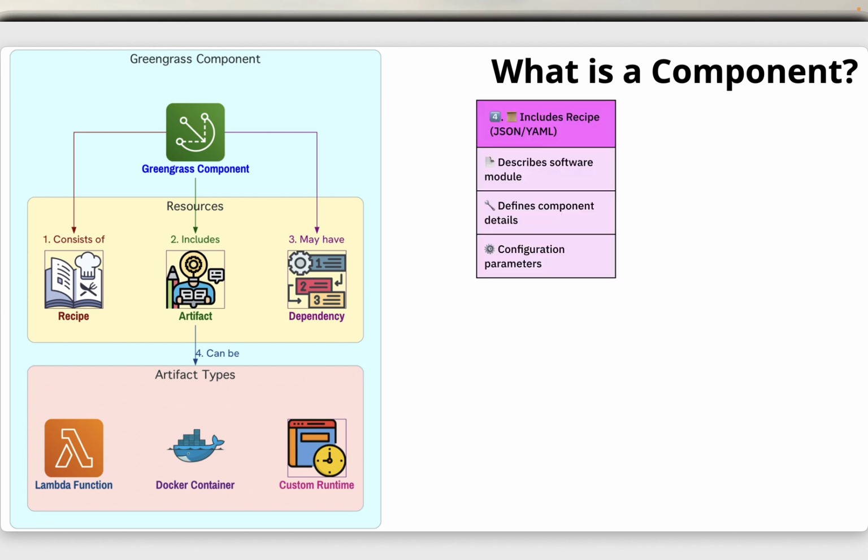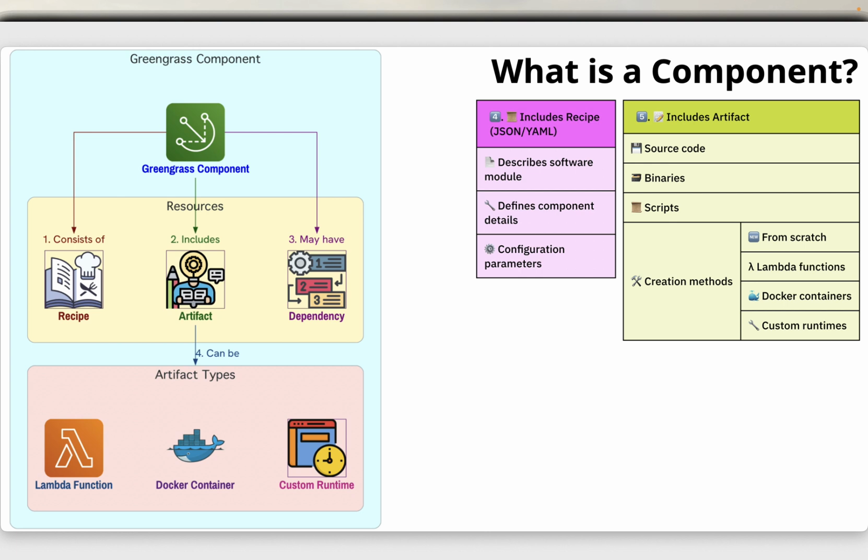It includes something called a recipe, which is a JSON or YAML file. A recipe is a JSON or YAML file that describes the software module by defining component details, configurations, and parameters. It also includes something called an artifact, which is the source code, binary, or scripts. So artifacts are the source code, binaries, or scripts that define the software running on your device. These can be created from scratch or using Lambda functions, Docker containers, or custom runtimes.